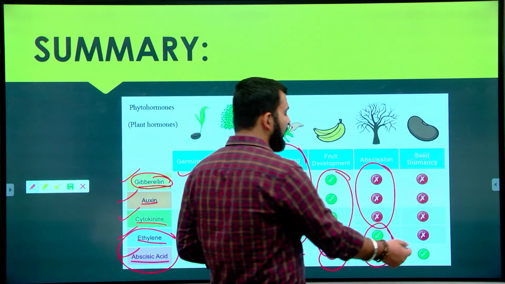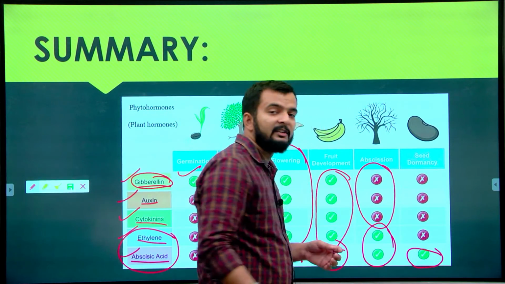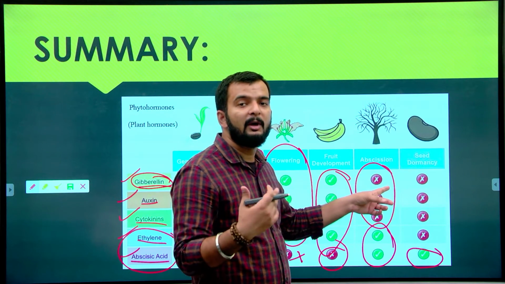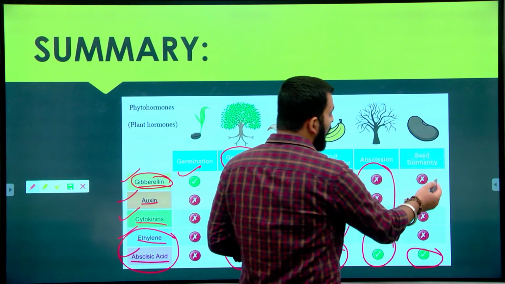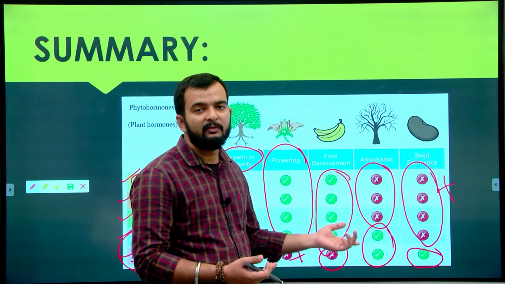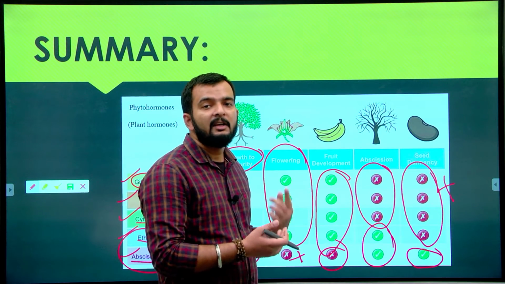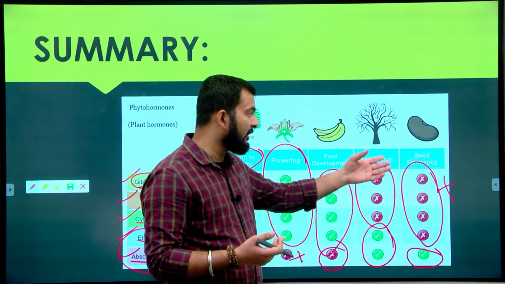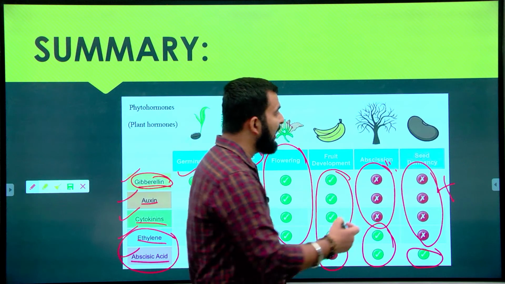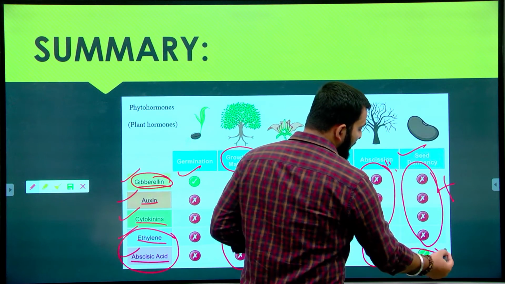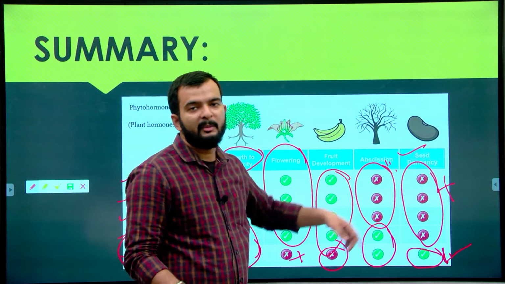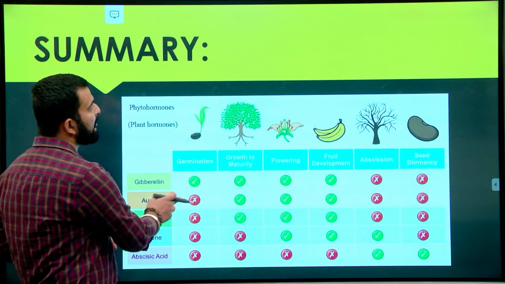Then seed dormancy. Only abscisic acid will promote seed dormancy, because it is a dormant, so it will prevent growth. The other three do not affect seed dormancy; in fact they have the opposite effect. Your cytokinins, auxin and gibberellin will promote seed growth; they will break the dormancy of the seed and your seed will start to grow. But abscisic acid will induce seed dormancy and prevent the growth of the seed.